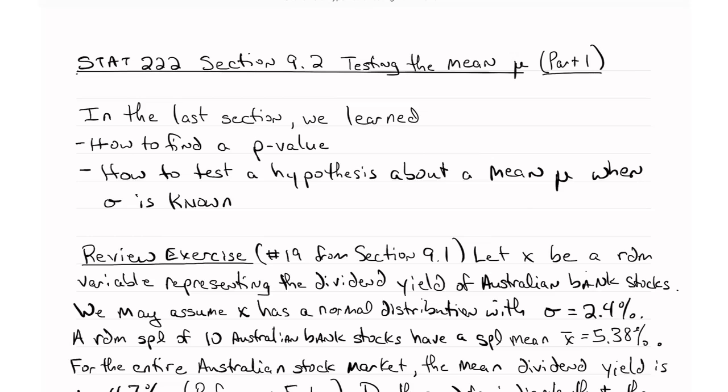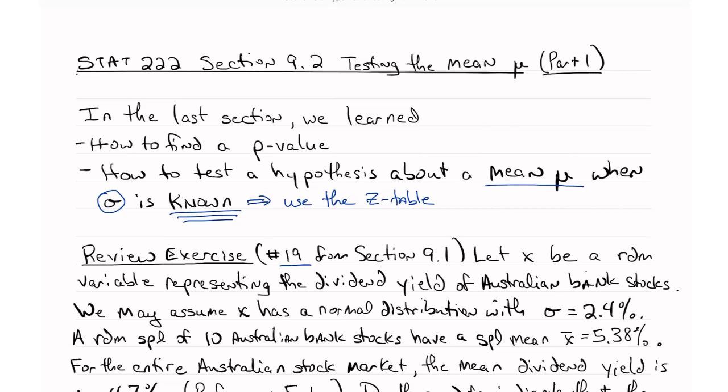All right. So in the last section, we learned specifically how to find a p-value, which was a new thing to do. And overall, we learned how to test a hypothesis about a mean mu when sigma is known. This is extremely important. When sigma is known, then we can use the z table. When sigma is not known, then we have to use the t table. But we'll talk about that in the next video. All right, so I want to review, and this is exercise 19 from section 9.1 in the book.